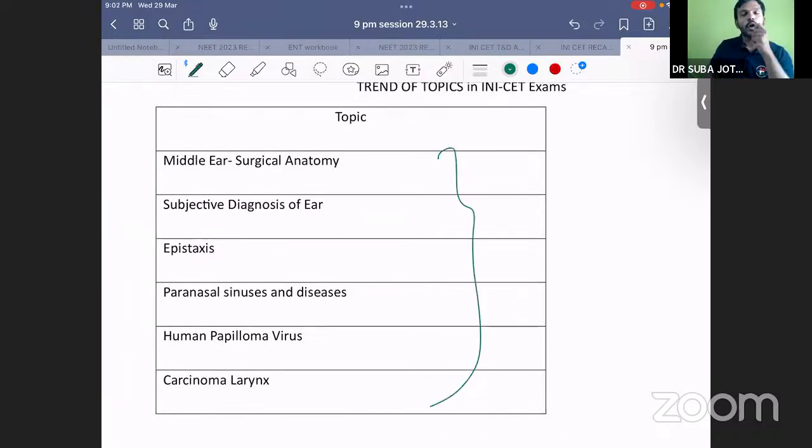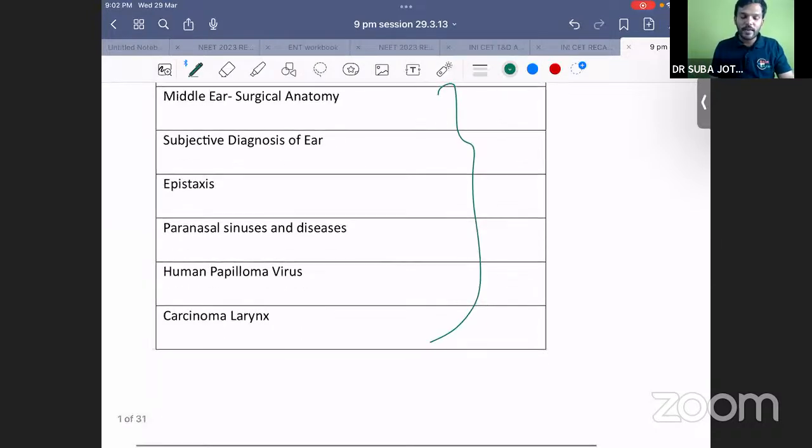For example, over the last 5 years, around 40 questions have been asked from ENT. Out of those 40 questions, around 20 to 25 questions have been asked from these 6 topics alone. Yes, you should believe me, because these topics are very high yield. So if you focus here, if you understand in this class itself, you don't have to worry. Okay, fine. Straight away, I'll start with the class.